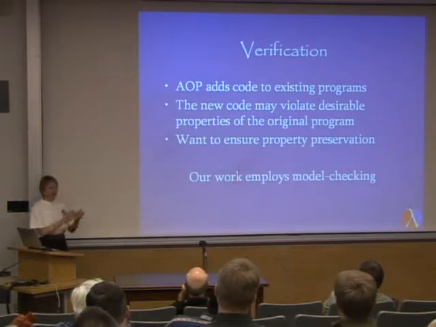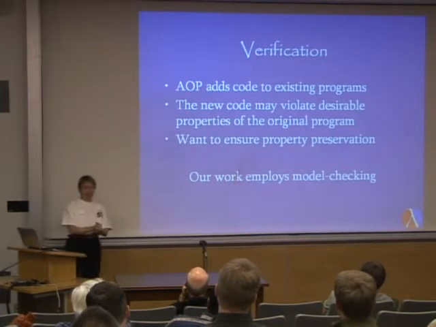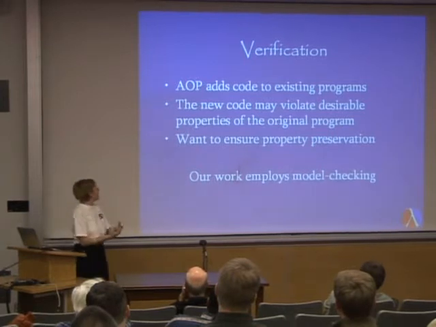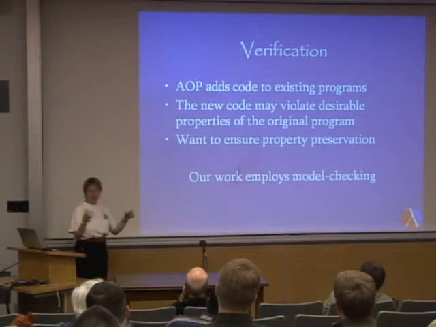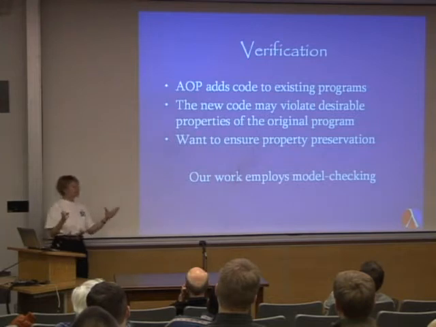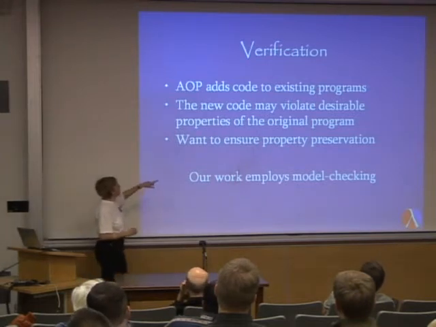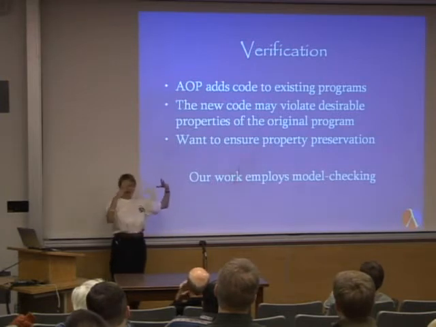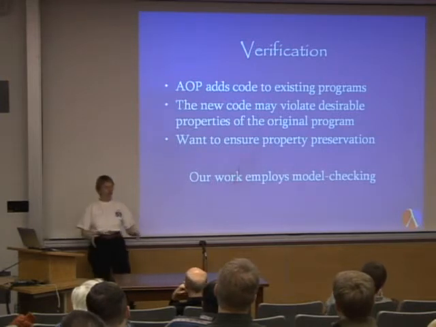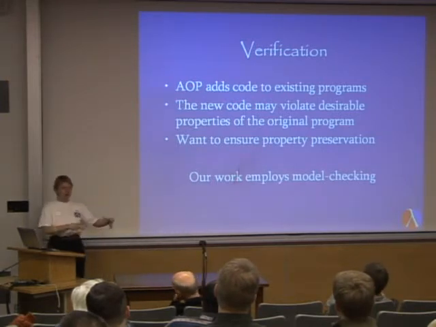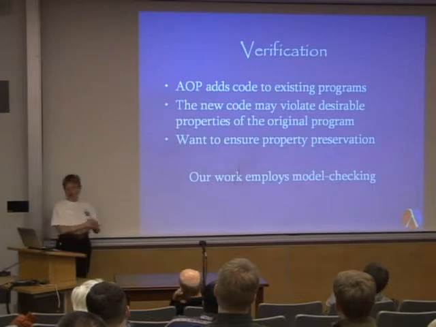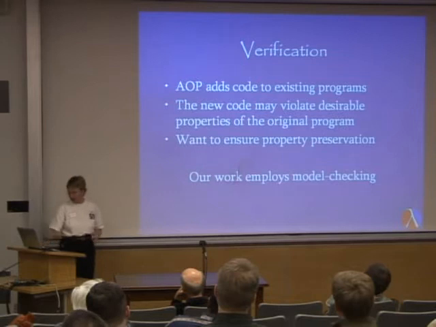And you may have properties of that original program that you'd like to preserve. How do you know whether the aspect that you've added is going to break that property that you had before? So in this talk, what we're concerned with is determining whether an aspect is going to preserve properties that you've already proven and want to preserve about a program, and we're specifically going to be using model checking.